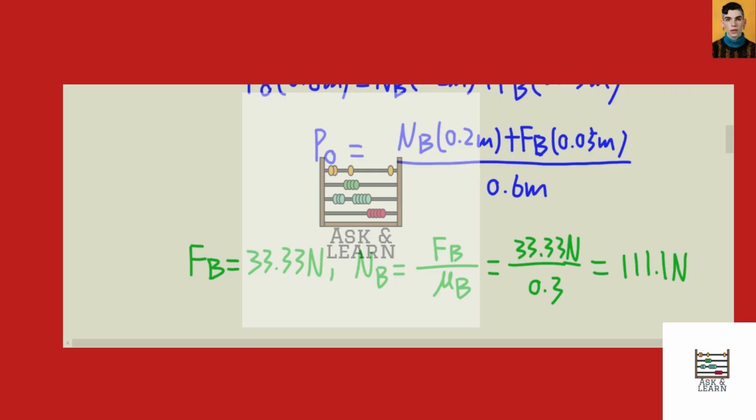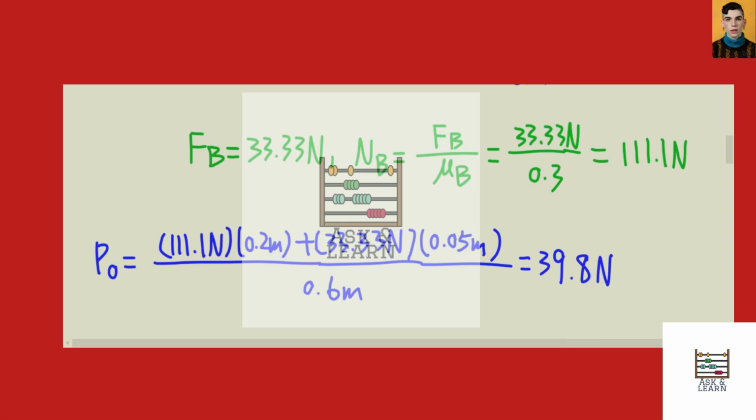And we know the normal force at point B is equal to the friction at point B divided by the coefficient of static friction, which is equal to 111.1 Newton. So now we can plug these values back into the equation to determine the least amount of force that the brake can apply on the wheel to keep it stationary, which is equal to 39.8 Newton.